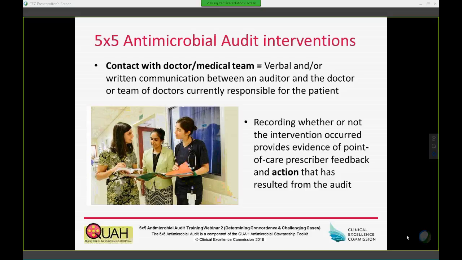Yeah, so if they're out of scope for the audit, that means that you don't have a guideline to be able to determine guideline concordance with. Say the patient has a really unusual infection and you can't find a guideline that recommends therapy, then you don't need to make that intervention, because the intervention is essentially whether you have recommended guideline concordant therapy to the doctor. But if there is no guideline that matches what that patient has, then they're out of scope for the audit.